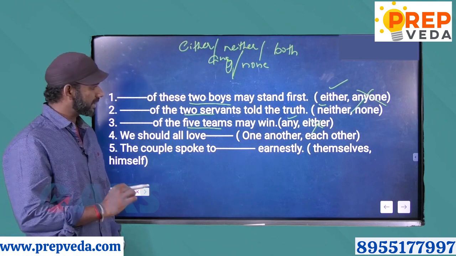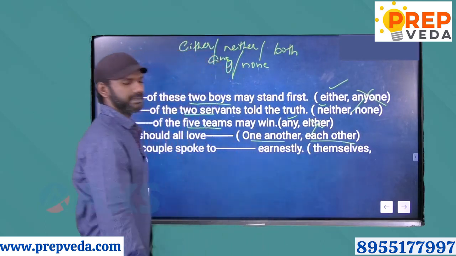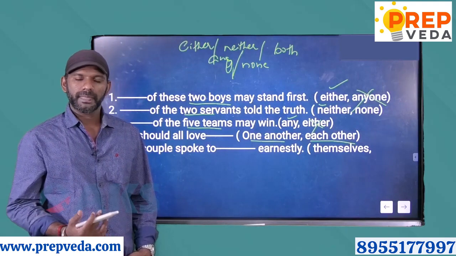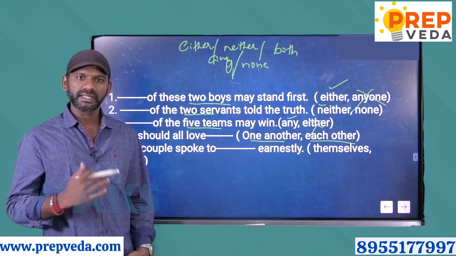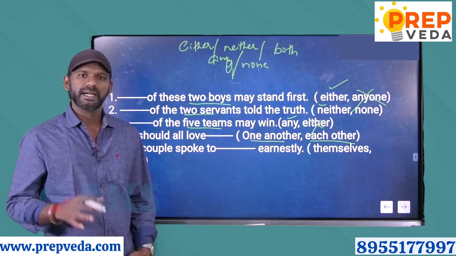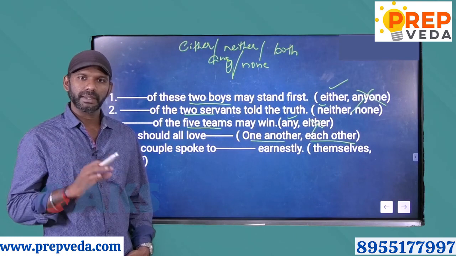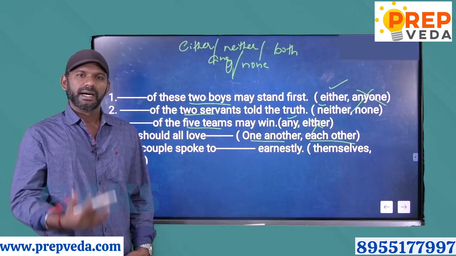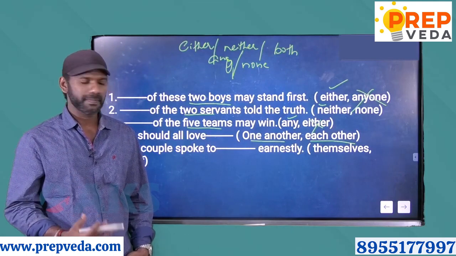We should all love dash. The options are one another and each other. You know when to use between and when to use among. Between can be used only when there are two entities. Among can be used only when there are more than two entities. If I say, I have distributed the cake between two friends, right? Because only two entities are there. I have distributed the cake among three friends because three entities are there.